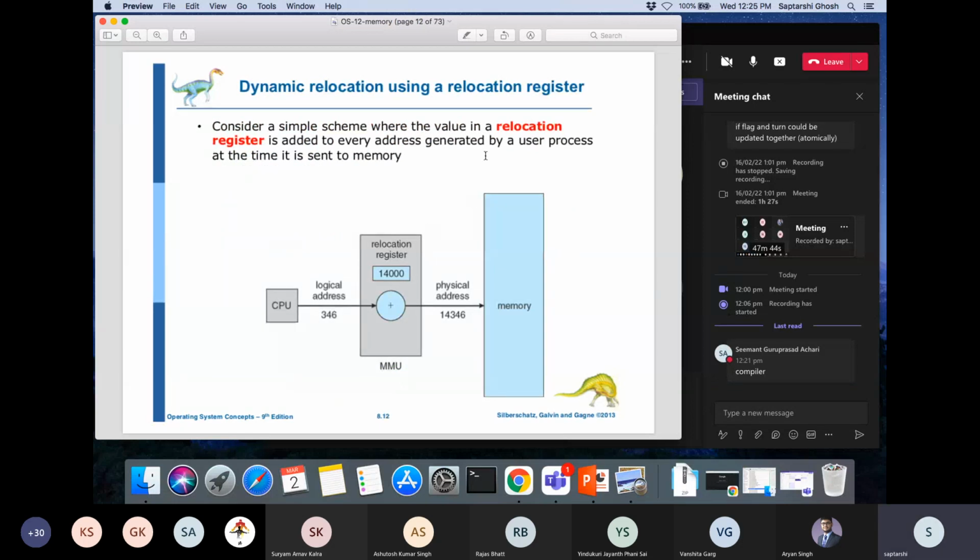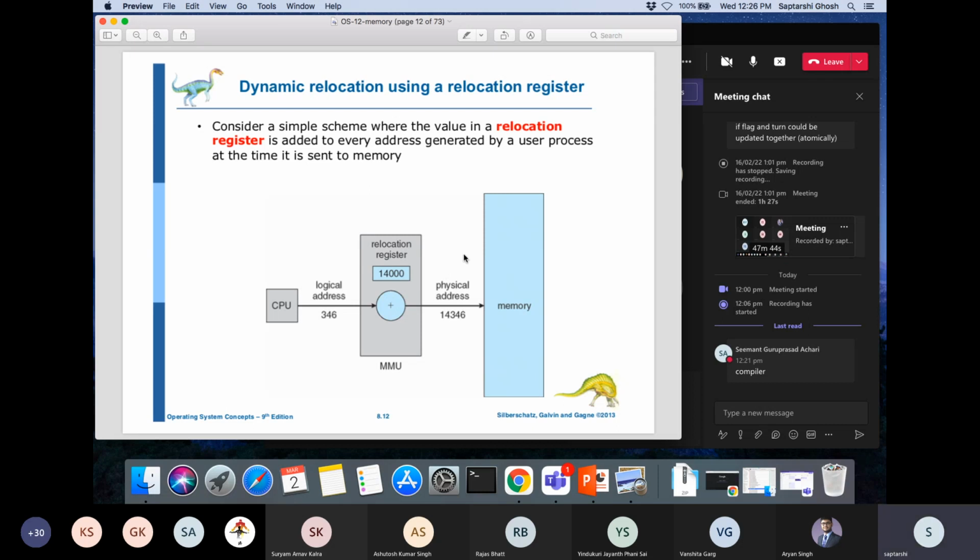So we have talked about our base register, but now we change that name to a relocation register. Whenever the CPU generates a logical address, say 346, the memory management unit knows that this process actually starts from location 14,000 in the main memory. And therefore it adds the value of this register to 346 to get the physical address. So the CPU generates a logical address, considering that the memory starts from 0, but that is bound to a physical address by the memory management unit by adding the relocation register.